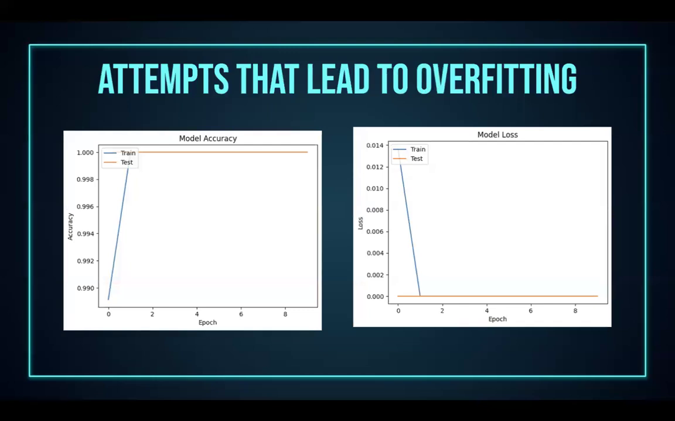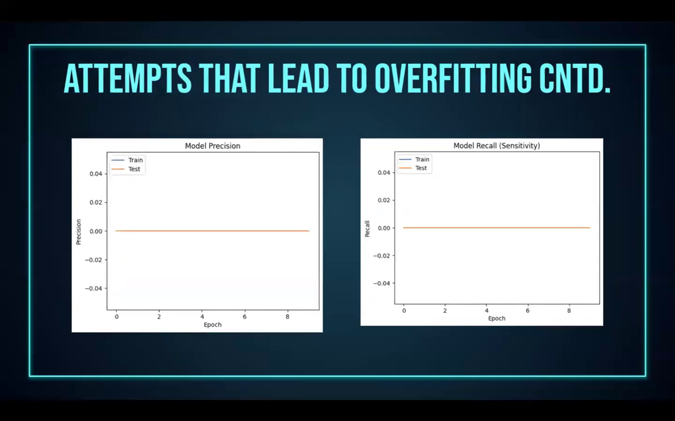So these are the attempts that led to overfitting. As you can see, the model accuracy is 1, the loss is 0, and the precision and recall are 0, which shows that it has overfitted when we only used 5 slices, and therefore we decided to use all the 155 slices but reduce the number of patients.